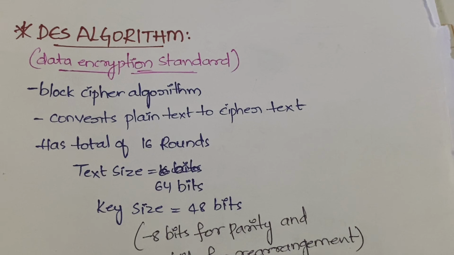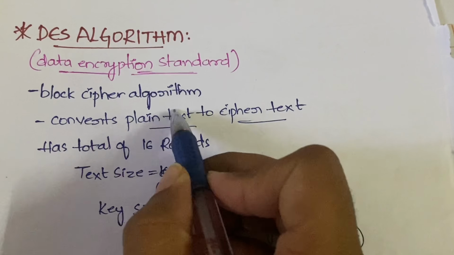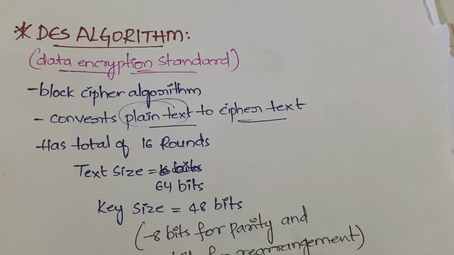In today's video, we are going to learn about the DES algorithm in the subject of cryptography and network security, or in some colleges it is also called information security. So what is the DES algorithm? First of all, it is an algorithm which is used to convert plain text to ciphertext. What do you mean by plain text and ciphertext? You know already. Plain text is text which the user can read easily, and ciphertext you cannot read, right?